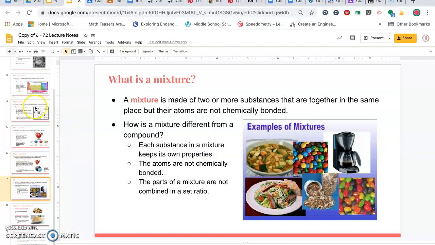So you guys were looking at how do molecules form, and some molecules, remember, are compounds if they are composed of more than one element. But a molecule is always going to be two or more atoms bonded together with a chemical bond. And then we left off on this notion of a mixture.